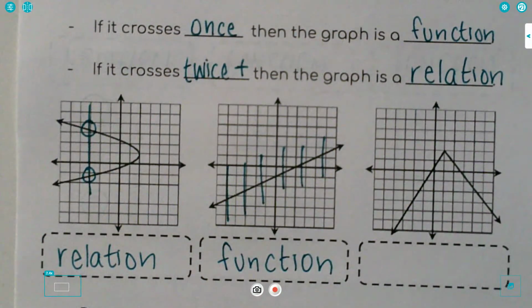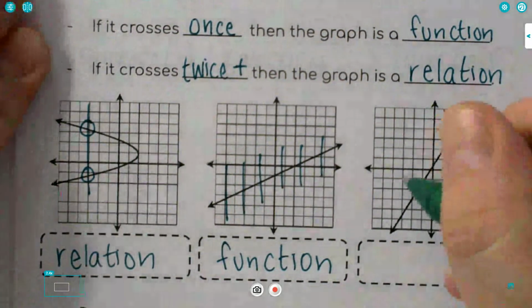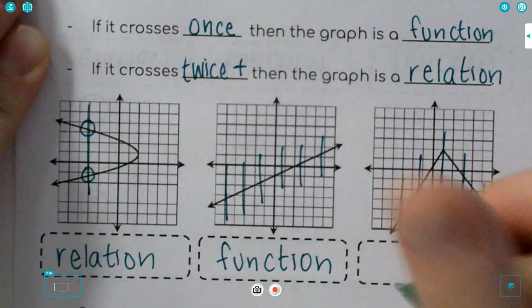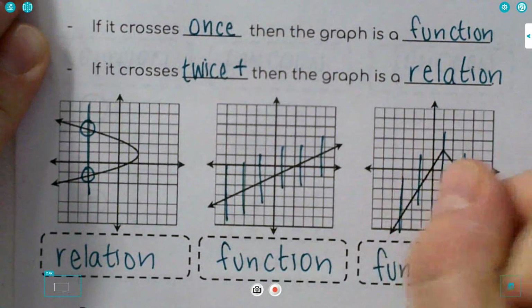Very last one. Is it a function or a relation? Function. If I draw a vertical line, it only crosses once, and once, and once, and once, and once. It is a function.